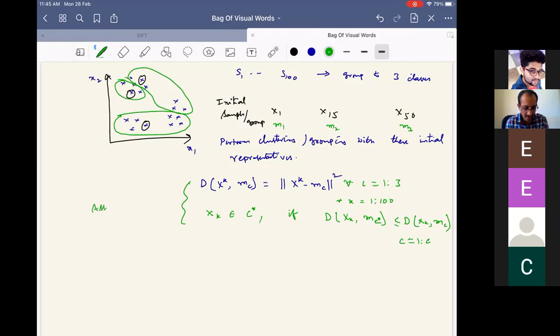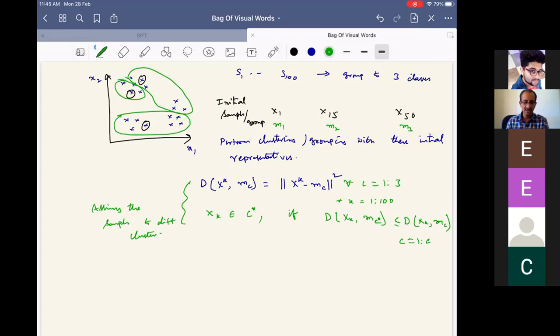This is assignment of samples to different clusters. That's what we have done here. Now this may not be very correct, so what do we do? Take the new mean of the clusters.